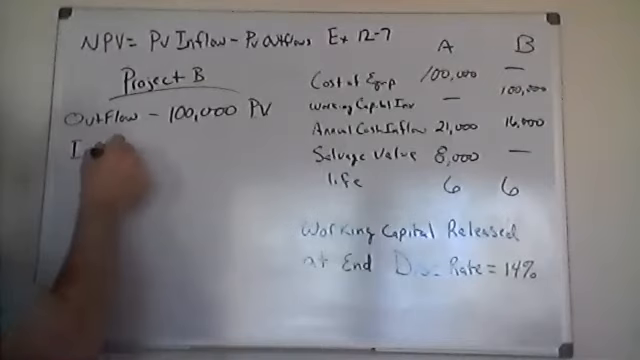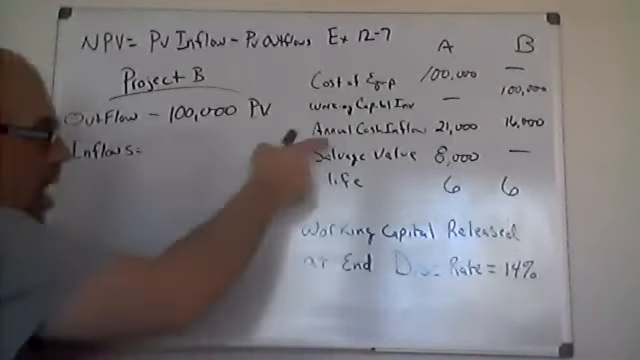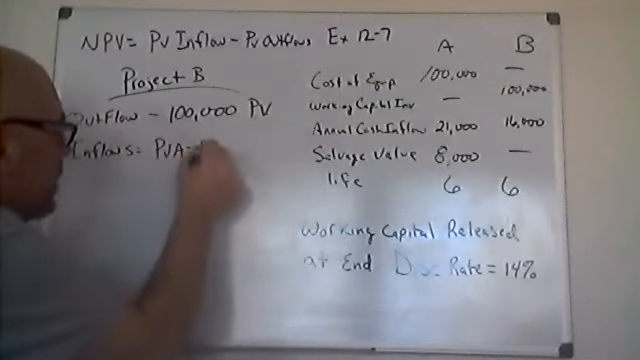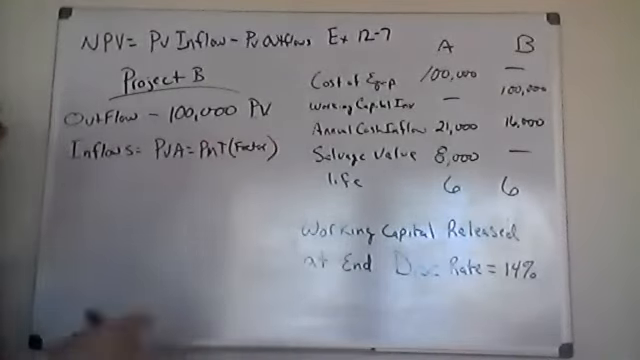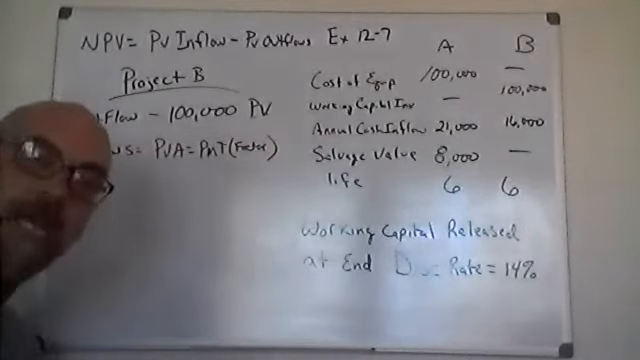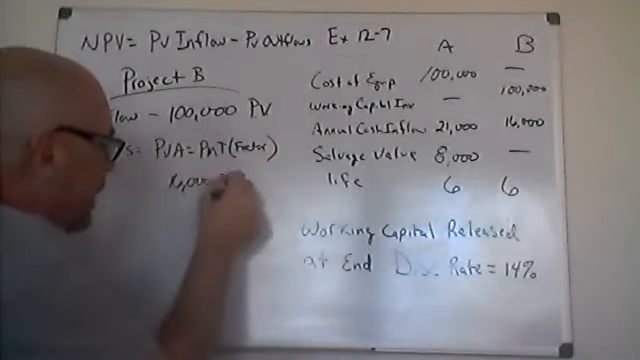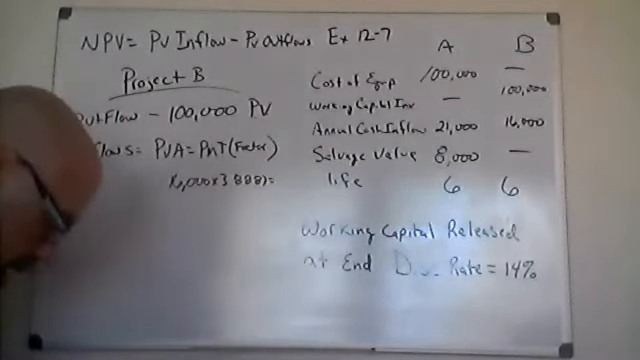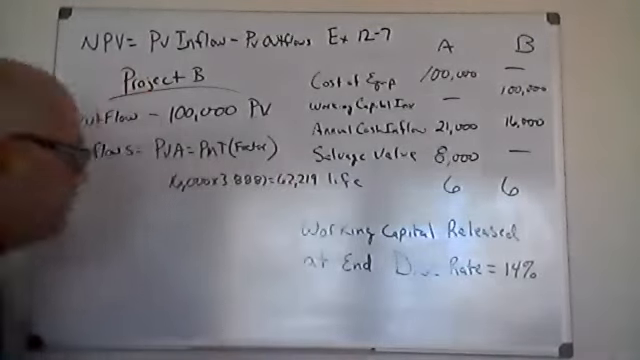Our inflows, you remember, our annual cash inflows are an annuity, so the present value of an annuity equals the payment times the factor. It is still 6 and 14, 6 for the N, 14 for the I, just as in the previous one, so it's going to be the same factor. 16,000 times 3.8887. That equals 62,219. Okay.